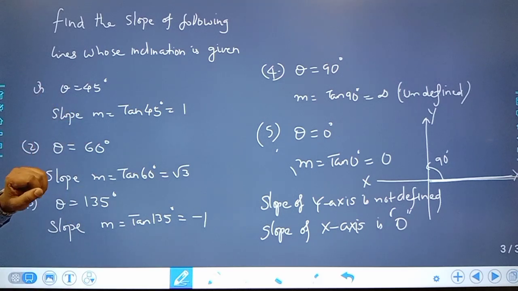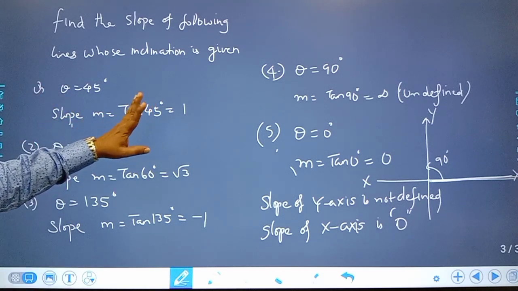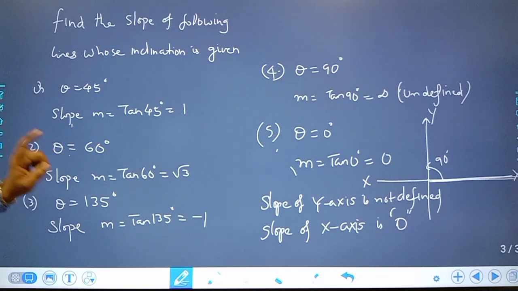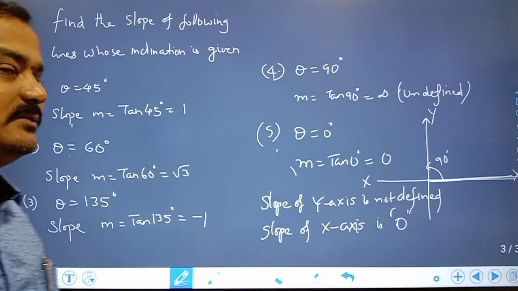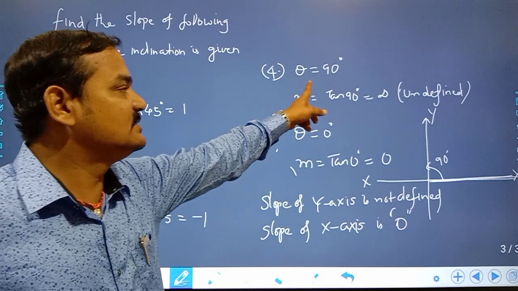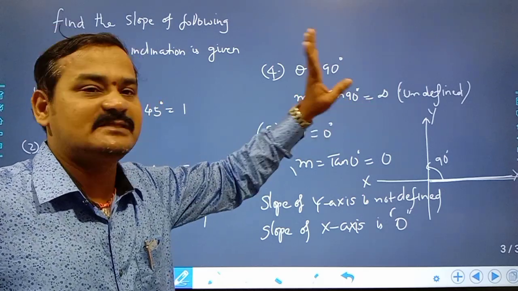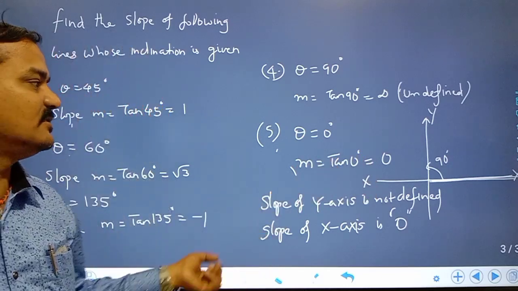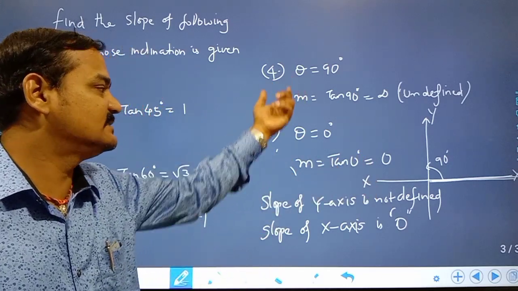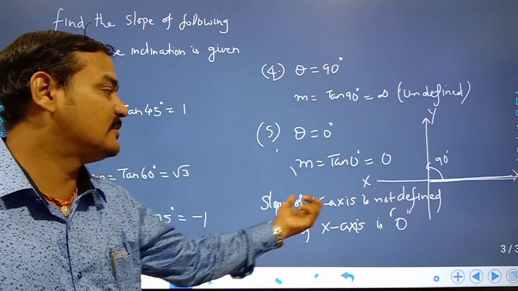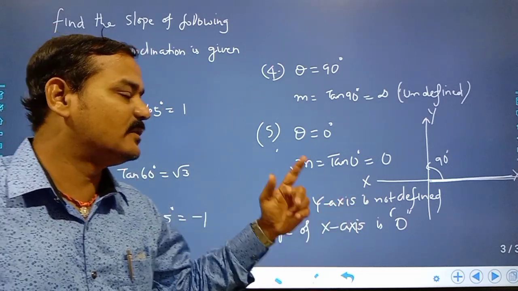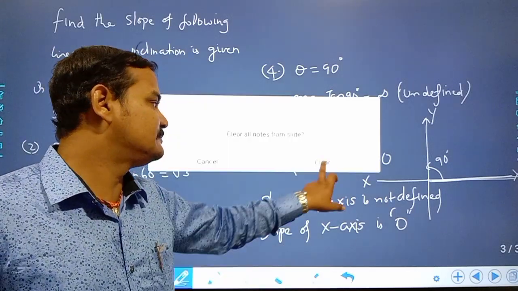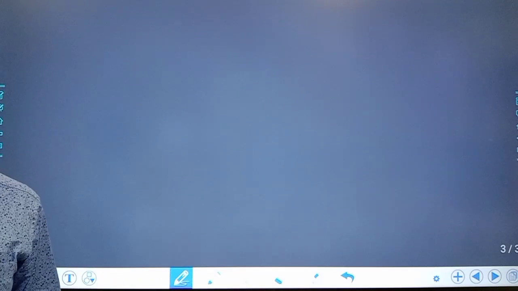First of all, for 45 degrees, slope m is equal to tan 45, which is equal to 1. For 60 degrees, slope m is equal to tan 60, root 3. Theta is equal to 135: slope m is equal to tan 135 is equal to -1. Theta is equal to 90: m is equal to tan 90, infinity, means undefined. Theta is 0: m is equal to tan 0 is equal to 0. So 90 degrees is the y axis, 0 is the x axis, so slope of y axis is not defined and slope of x axis is 0.